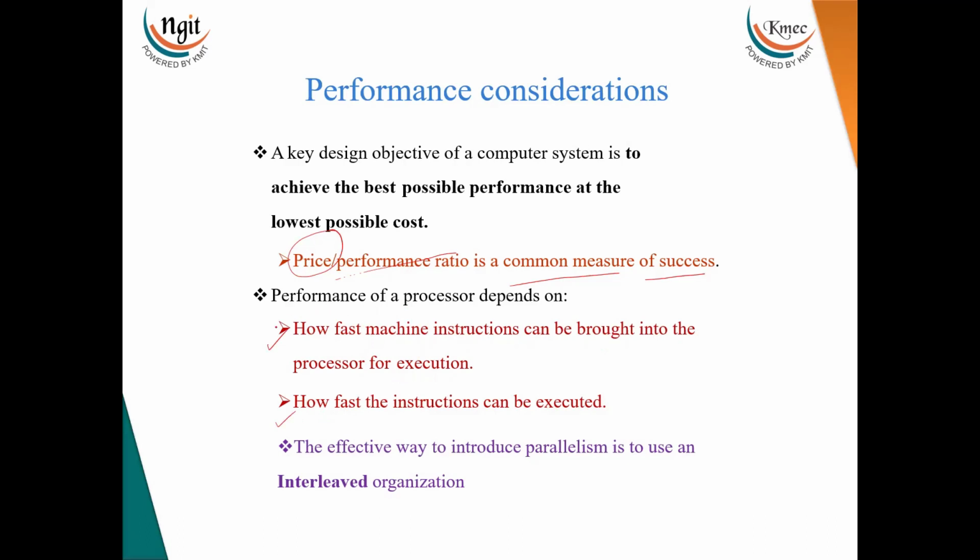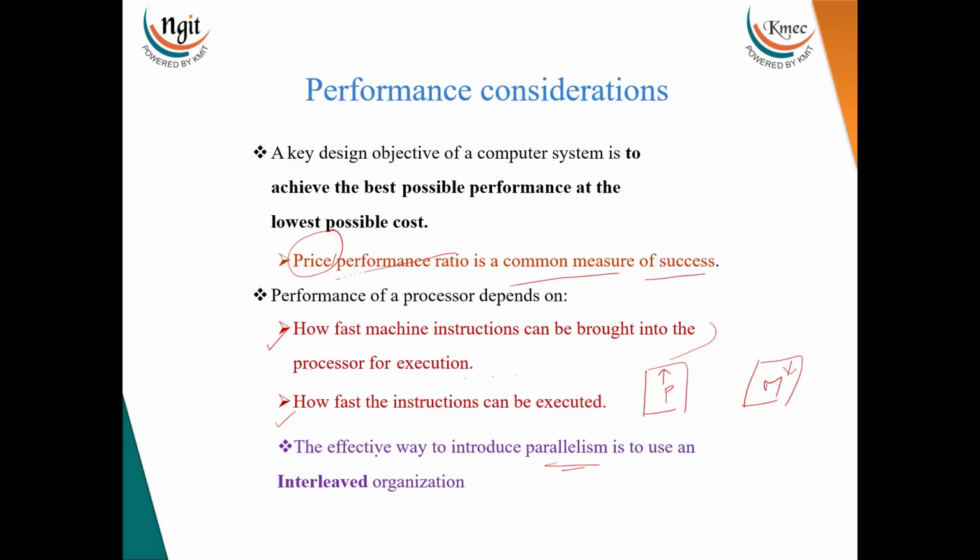Now in this chapter we are going to discuss the speed of data transfers, that is, how fast machine instructions can be brought into the processor for execution. If this is the processor and this is the main memory, processor speed is high and main memory speed is low. So if we transfer the data at the processor speed, we can improve the system efficiency, or the transfer rate can be improved.